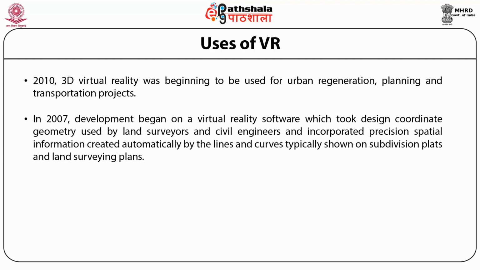In 2007, development began on a virtual reality software which took design coordinate geometry used by land surveyors and civil engineers and incorporated precision spatial information created automatically by the lines and curves typically shown on subdivisional plats and land surveying plats. These precise spatial areas cross-referenced color and texture to an item list.